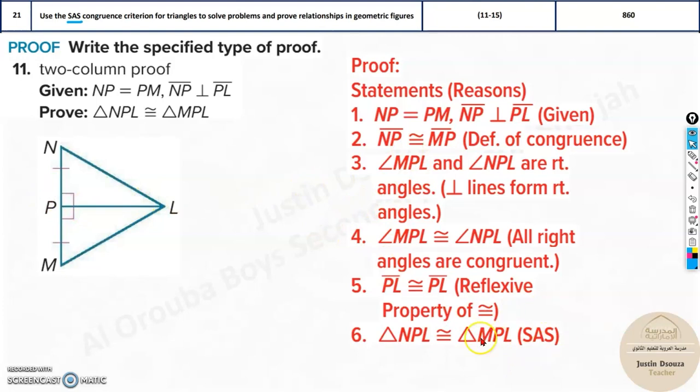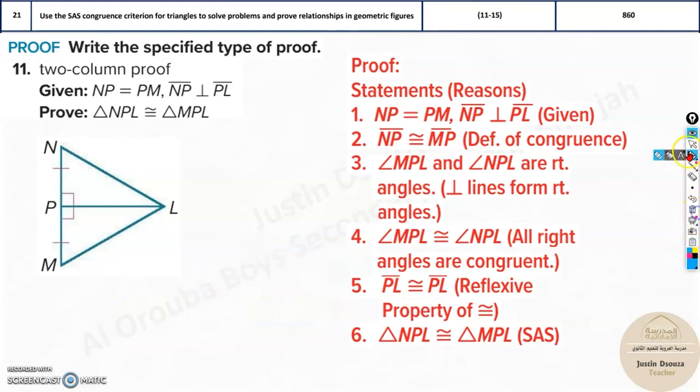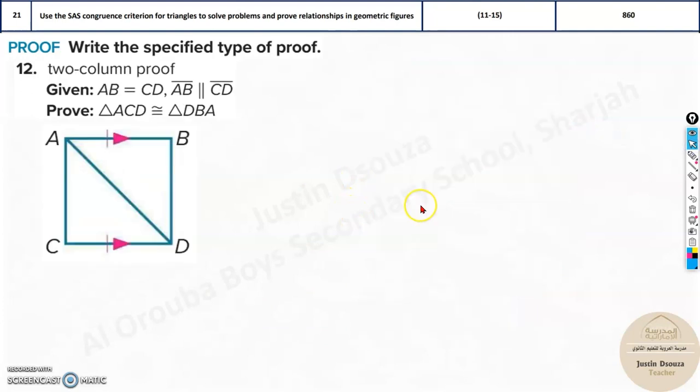So that's it. Make sure you mention this in brackets, or you can do columns, like this, 2 columns. Statement and reason, it's up to you. You can just write statement, reason, and then first, what is the reason? Say NP is congruent to NP. It's given. So that's the thing. Whatever it is, you can do it.